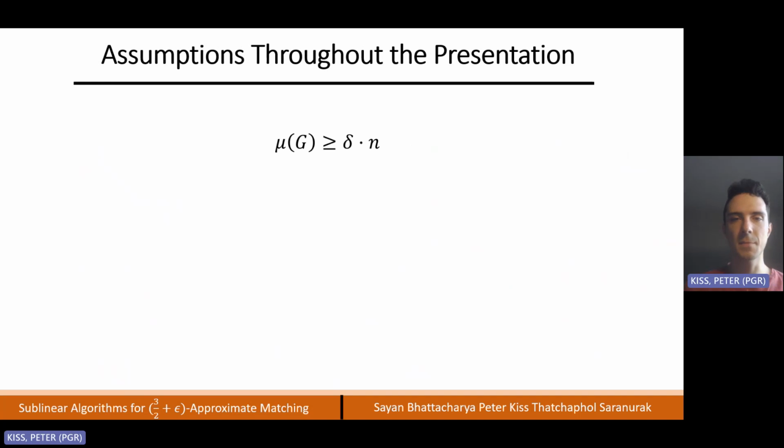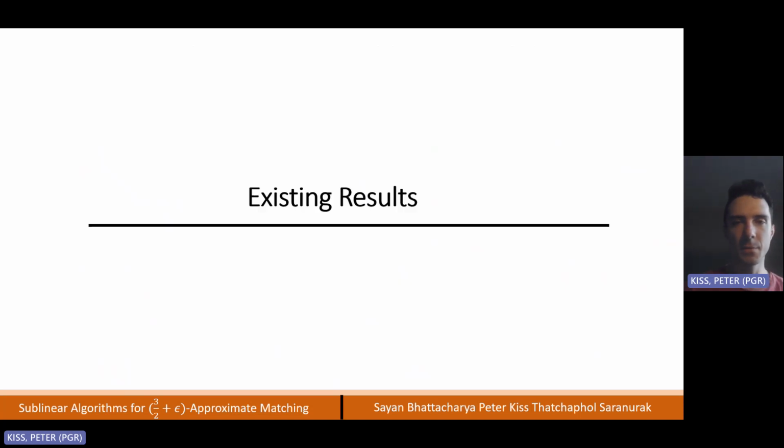So the assumptions you can make throughout the presentation: mu of G, the maximum matching size, we will just assume it's large, say a constant times n. The graph, just assume it to be dense for simplicity, and just think of adjacency list access throughout, but it will not be very important.